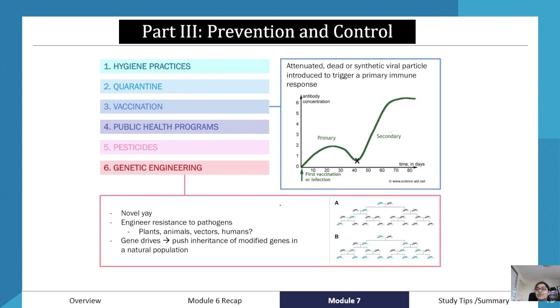Prevention and control. Obviously, hygiene practices play a huge role. Quarantining, vaccination, public health programs, pesticides, and genetic engineering. So genetic engineering, novel engineering resistance to pathogens like plants, animals, vectors, humans.